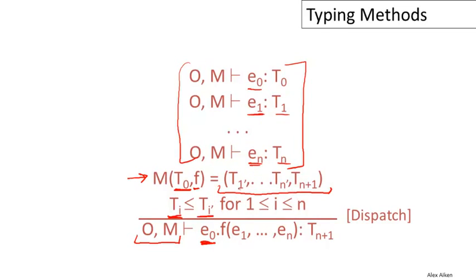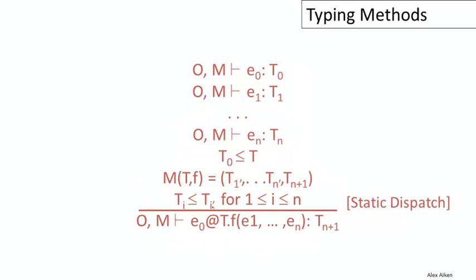So here, the signature of f says that, for example, the first argument of f has type T1 prime, and so we're going to require that the type of E1 be some type T1 such that T1 is a subtype of T1 prime, and similarly for all the other arguments of the method call. And if all of that checks out, if f has a signature like this and all these subtype requirements on the actual arguments and the formal arguments match, then we're going to say that the entire expression, this dispatch, returns something of type Tn+1, the return type of the method.